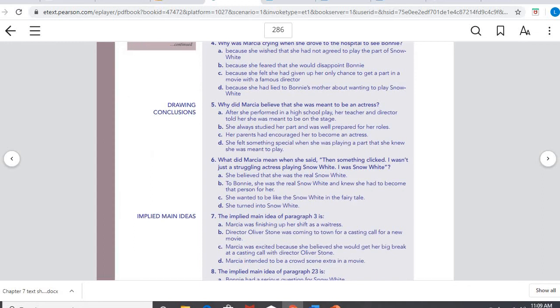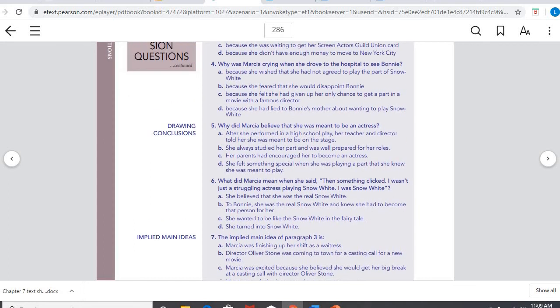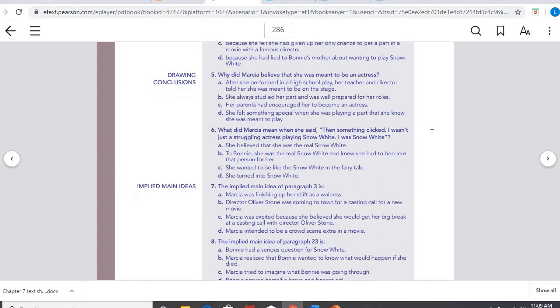All right, number 7, this is going on your text sheet. I don't know why this won't scroll with me. The implied main idea of paragraph 3. I'm going to reread paragraph 3 to you while you look at the options.